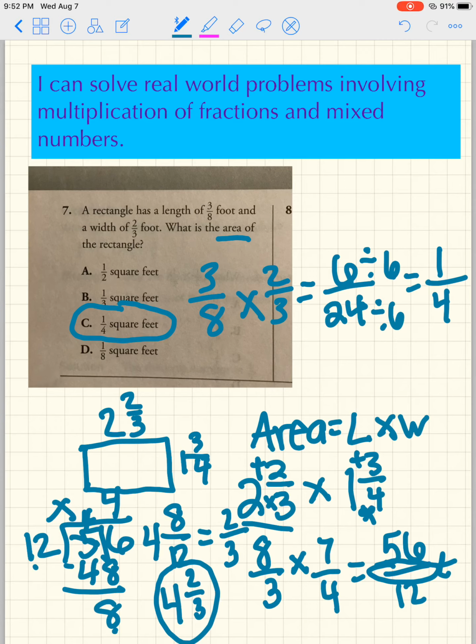So going back to the original problem, what was the area of this rectangle? 2 2/3 times 1 3/4. The area is 4 2/3, whatever units. We'll call it inches. Don't forget the units. Okay, and of course, square inches. Don't forget that. Okay, I can solve real-world problems involving multiplication of fractions and mixed numbers.